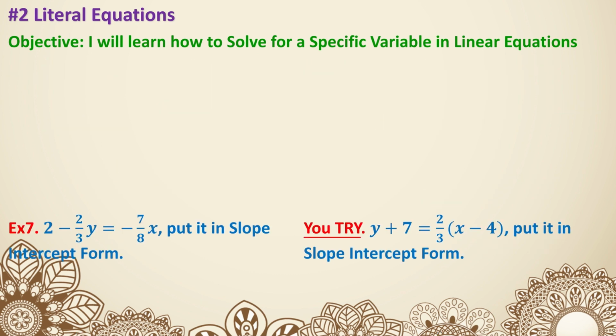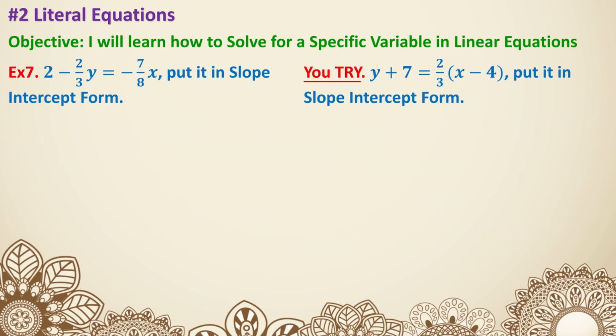Moving on. Example 7. Put it into slope-intercept form. So let me copy it down. 2 minus 2/3 y equals -7/8. So we see fractions. Again, the first thing we should do is to clear the fractions. Let me write that phrase down again. Clear the fractions. Whenever you have an equation with fractions, you should always think about that.